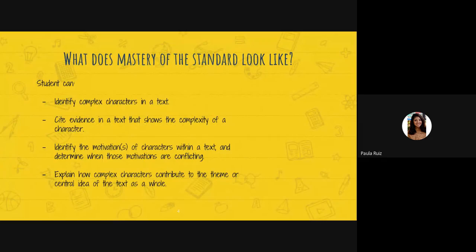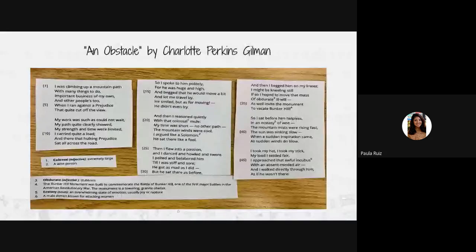Okay. So going back to the text, what was her motivation? Her motivation was to make it through, right? She was trying to make it up the mountain path. Of course, are things just as literally as they seem in a piece of text? No. Who is the antagonist?